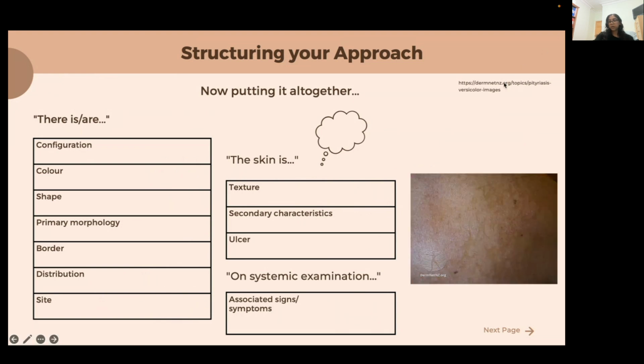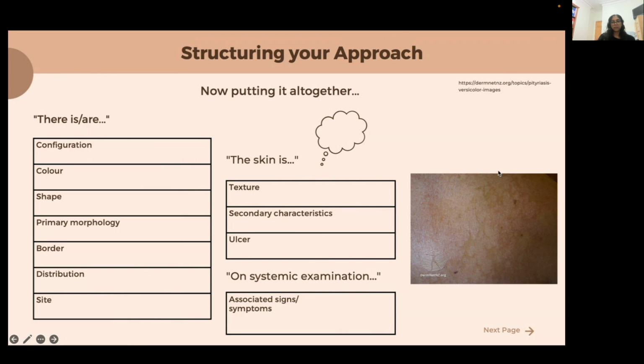So we'll go through a couple of examples just to finish off. Does anyone want to have a go at putting some words in the chat that you would use to describe this lesion or these lesions? It's a bit hard to see on this image.